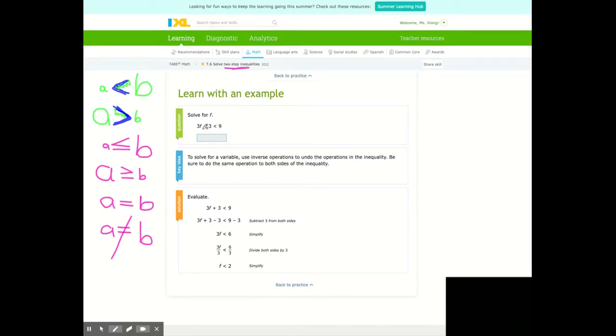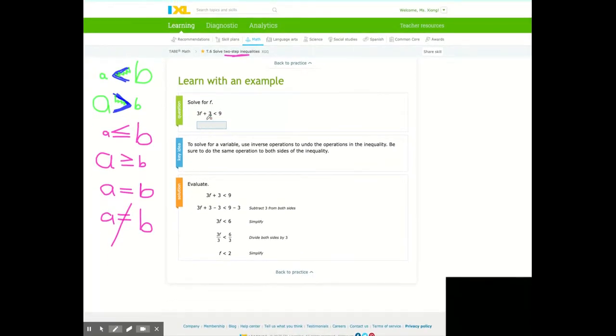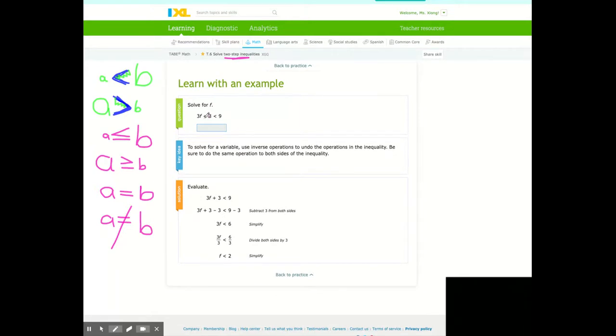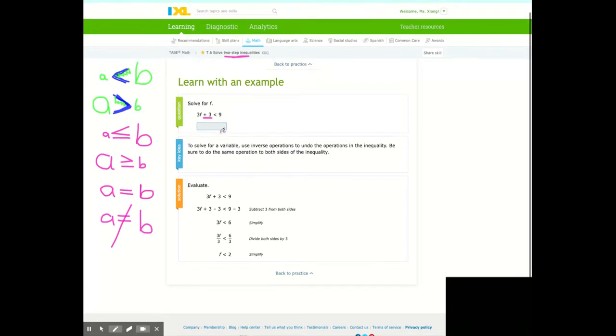So when you're solving for this, what you should do first is get rid of the addition or subtraction here first. We're going to do the opposite of adding 3, which is subtracting 3 on both sides. And then you should get 3f less than 9 minus 3. 9 minus 3 is 6. So this is what we did first.